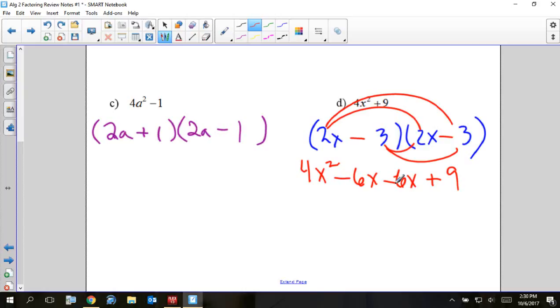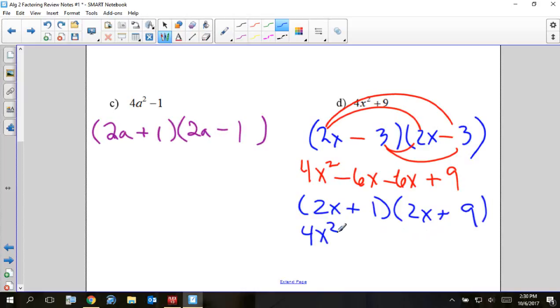So how's this one different than all the others? You could have two numbers, 1 and 9. Okay. I'll just rewrite that one. 2x with a 1 and 2x with a 9, but which is positive, which is negative? Both positive? Okay. So then that would give me 4x squared. My outer would be plus 18x. My inner would be plus 2x. And my last would be plus 9. Does that get me anywhere?